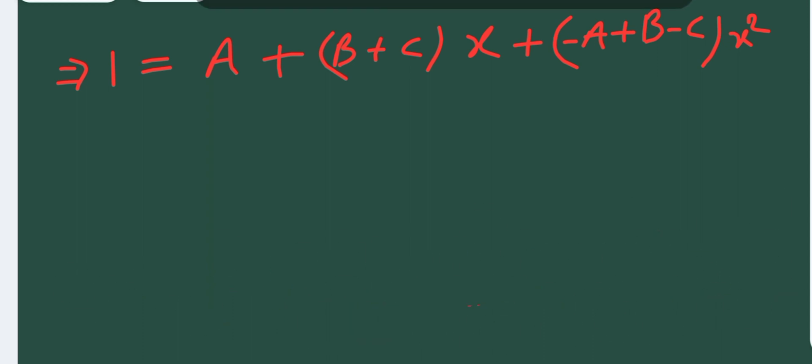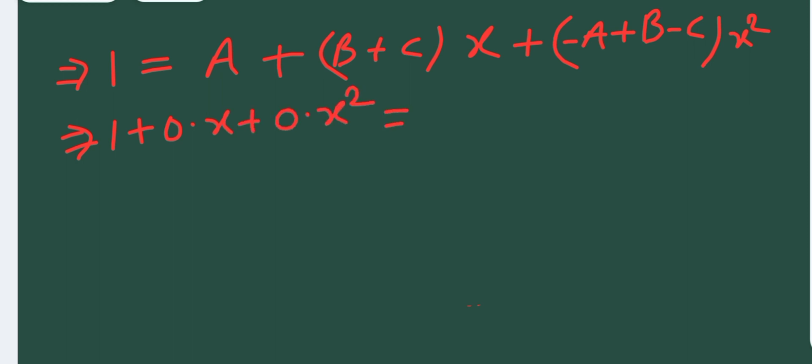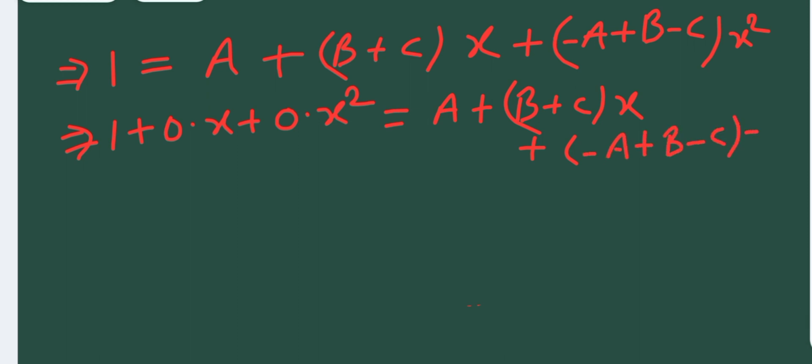So if you see the left side, it is only a constant term, no x term, no x square term, so no x term means the x coefficient is 0, and the x square coefficient is 0. The constant term will be equal to the constant term 1. For your simplicity I can write the left side as 1 plus 0 into x plus 0 into x square. And the right side is a plus b plus c into x plus minus a plus b minus c into x square.